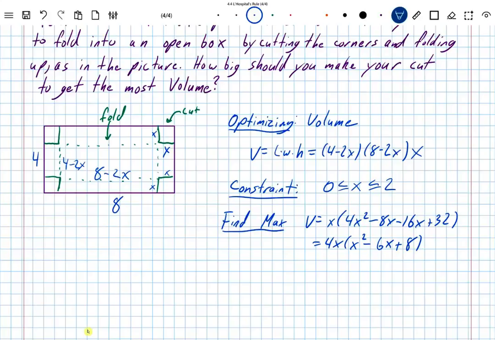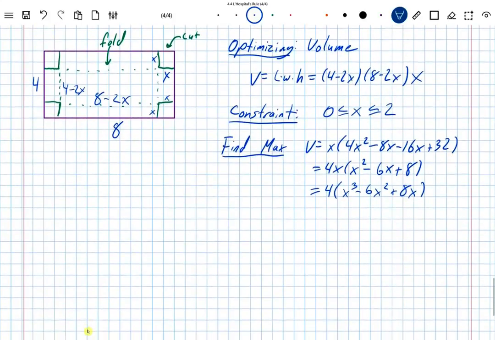I can even go a step further. I could do the product rule on this if I wanted to find that derivative, but why? Why not just go ahead and multiply this out one more time and get x cubed minus 6x squared plus 8x. Maybe you pulled out that 4, maybe you didn't. It's not going to have a big effect on your derivative. It'll make our next step a little easier.